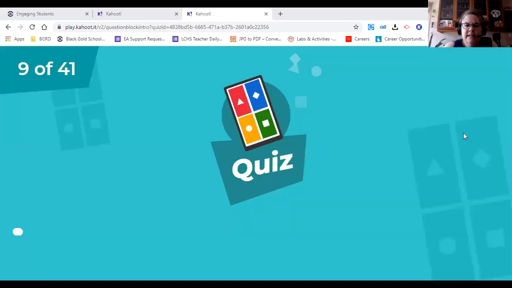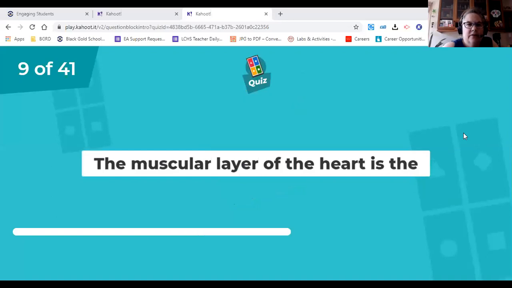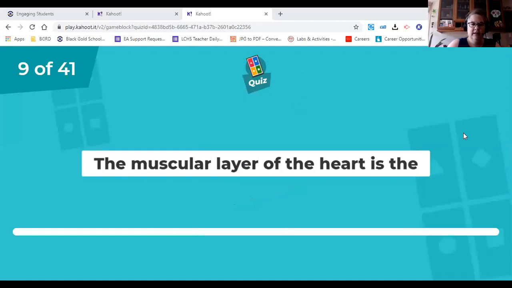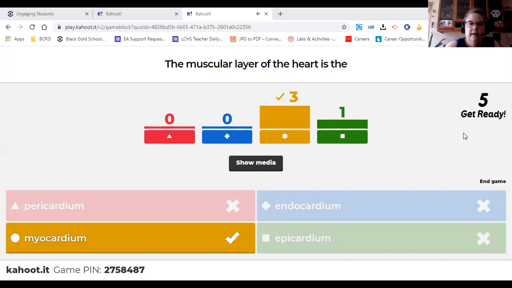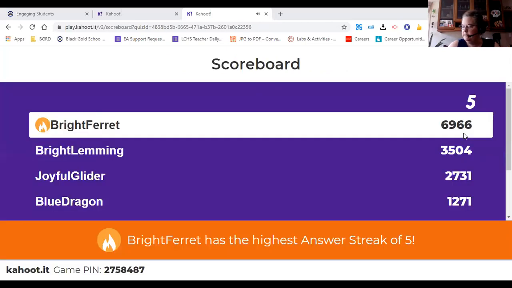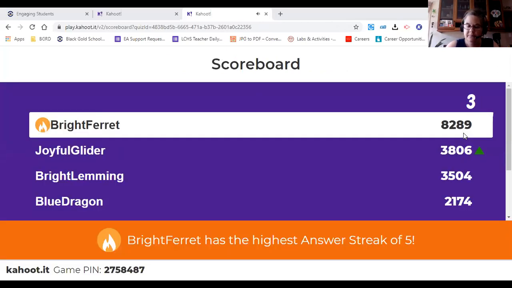Next one, muscular layer of the heart. So the heart has different layers: pericardium, myocardium, endocardium, epicardium. Myocardium. Myo is muscle, so that's the prefix for muscle. So that helps us with that question. Okay.